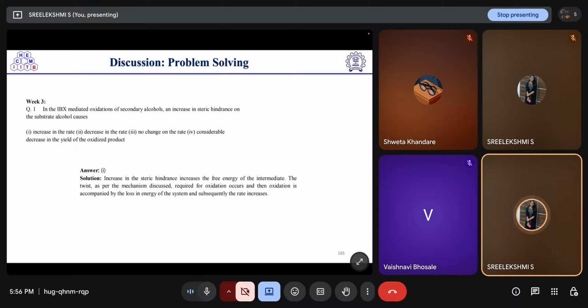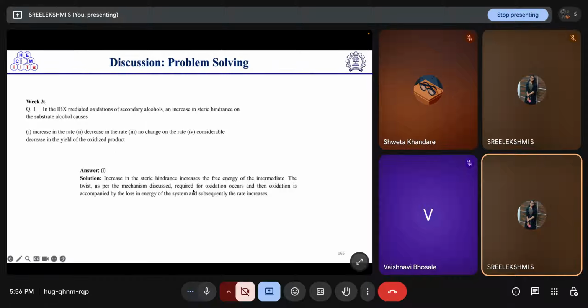Okay, so here, as we said at the start of today's session, steric hindrance is one of the reasons which will increase the free energy of the intermediate. So, according to the mechanism of this reaction, steric hindrance will cause an increase in the rate of the reaction. The reason is given here as per the mechanism discussed, which we saw in the beginning of today's class.